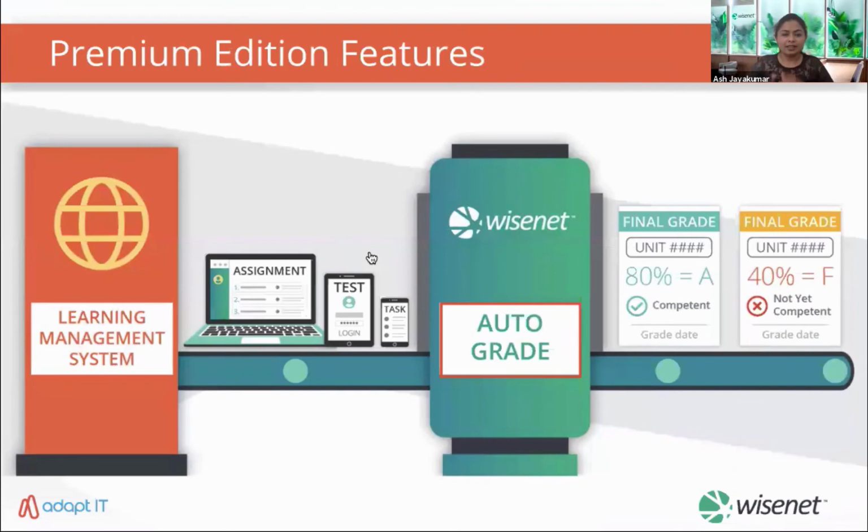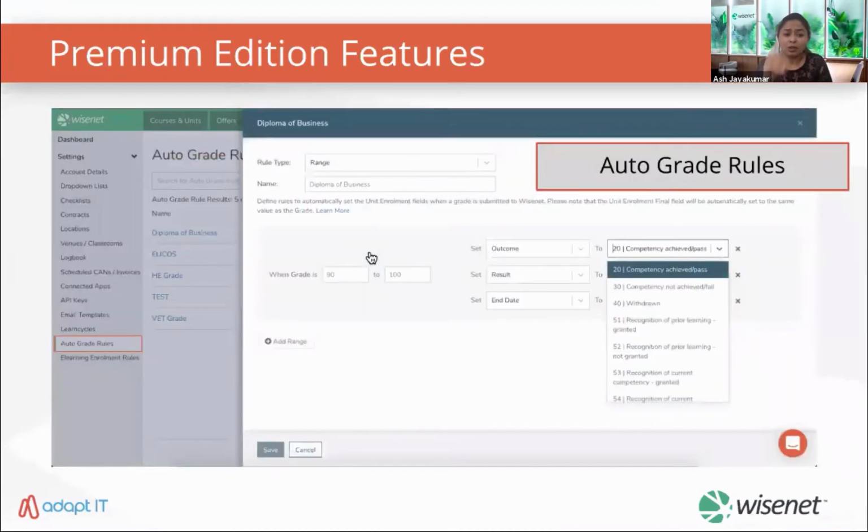So Autograde is the major new feature that we have released to simplify the whole e-learning grade to Wisenet sync process. Now, this is only available in the premium edition. So you can define multiple Autograde rules, just like the way we have the enrollment rules. You can have grade rules and configure conditions to automatically update certain unit enrollment fields when a grade is submitted to Wisenet. Previously we could only handle two scales, competent and not yet competent, with the old plugin, but now this allows a lot of freedom and flexibility.